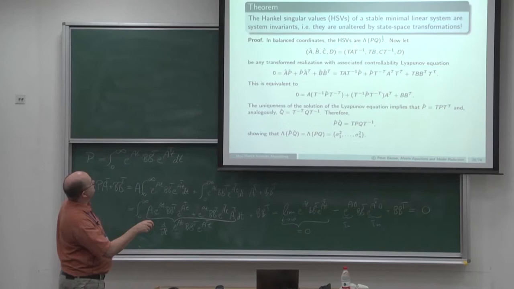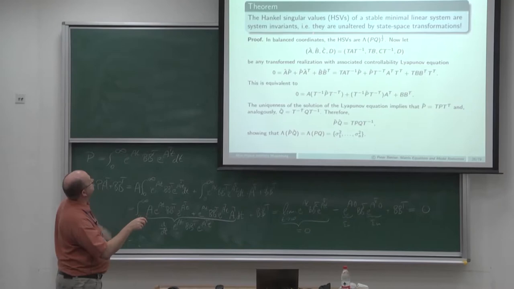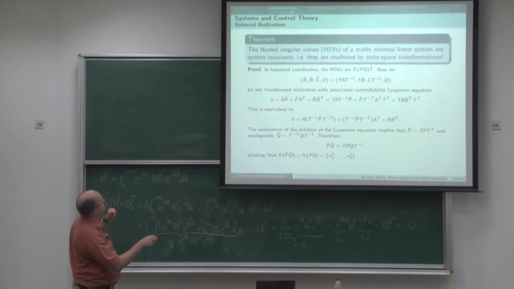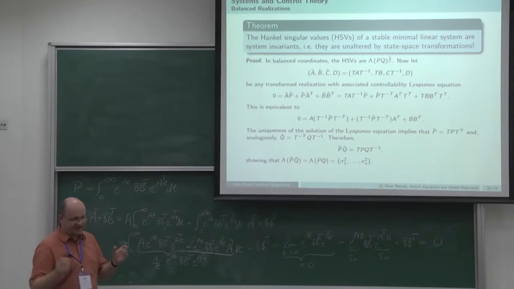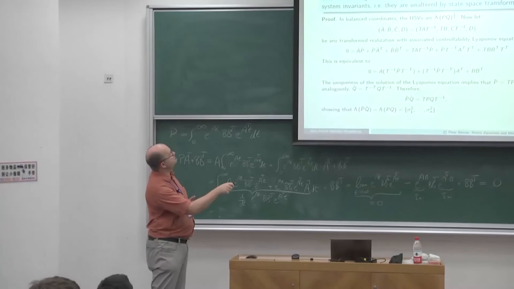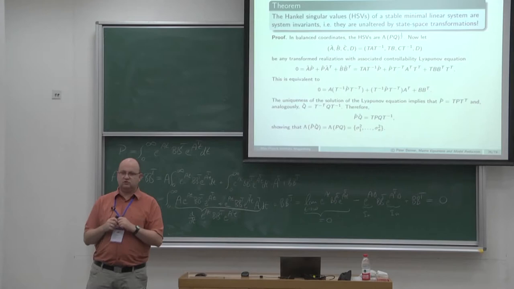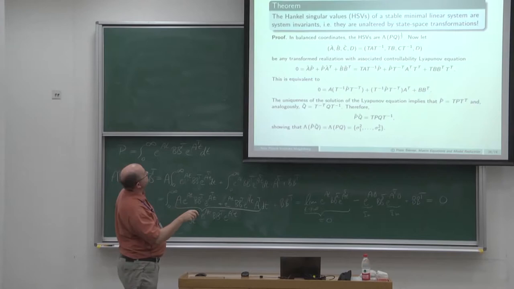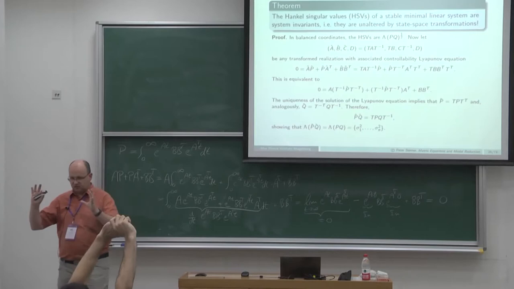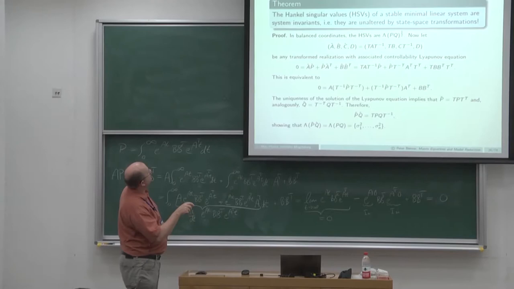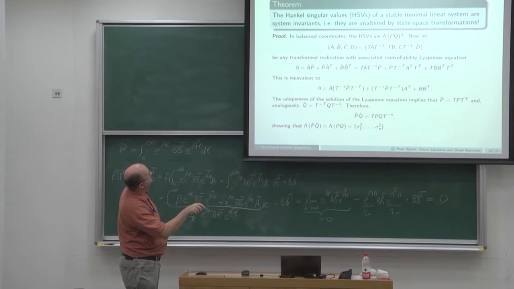We assume we go to balanced coordinates. Just to remind you, in balanced coordinates the Hankel singular values are the diagonals of P and Q. If I multiply them, they are squared, and then I take the square roots. So they are the square roots of the eigenvalues of the product P times Q. And I will prove that these eigenvalues of the product P times Q don't change under state space transformations. So here's an arbitrary state space transformation. Starting from P and Q, you get a new P hat and a new Q hat, which are the gradients under coordinate change. So if you look at it, the A hat is this. You replace it, and the B hat is from the state space transformation, this expression.